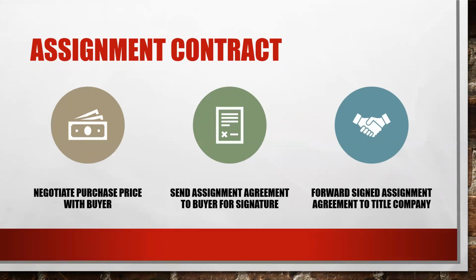Then you will send that assignment agreement to your buyer for signature. This will simply state that you're selling the interest that you have in the initial contract between you and your seller to your buyer, letting them step in your place to purchase that property from your seller. Then you'll forward your assignment contract that's signed by both you and your buyer to your title company.